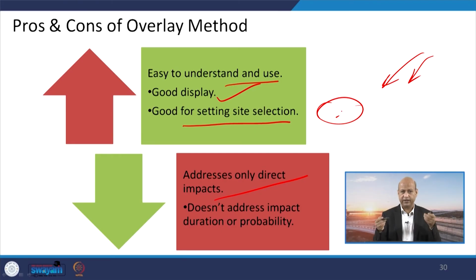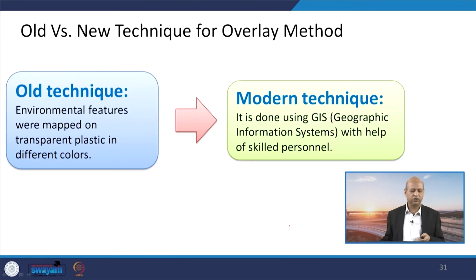So, those kinds of direct impacts are only visible, and it does not address impact duration or probability, as it was earlier in network or matrix related methods, where some values are given. So, those kinds of things are not available in this particular technique.